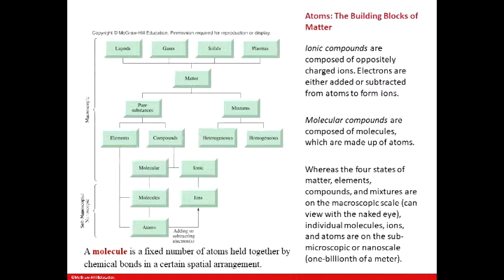Okay? So now, let's look at this diagram. We've already exposed you to what matter is: solids, liquids, and gases. And I told you if I had organized this table, I would have organized it a little bit differently. Perhaps I'll change this version at some point. So here we have matter. This matter is pure substances and mixtures. We've already introduced that. Elements, compounds, heterogeneous, and homogeneous. We've introduced those concepts on previous slides.